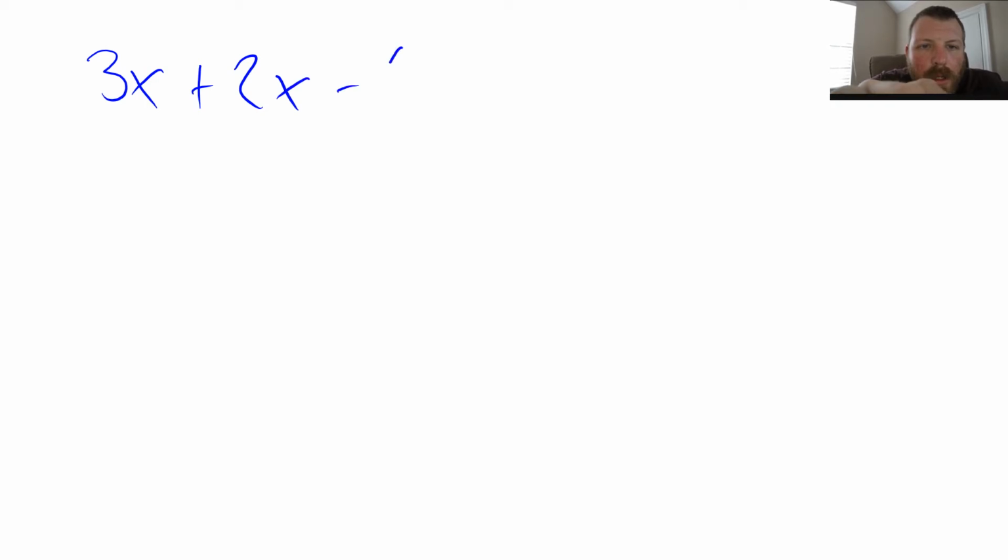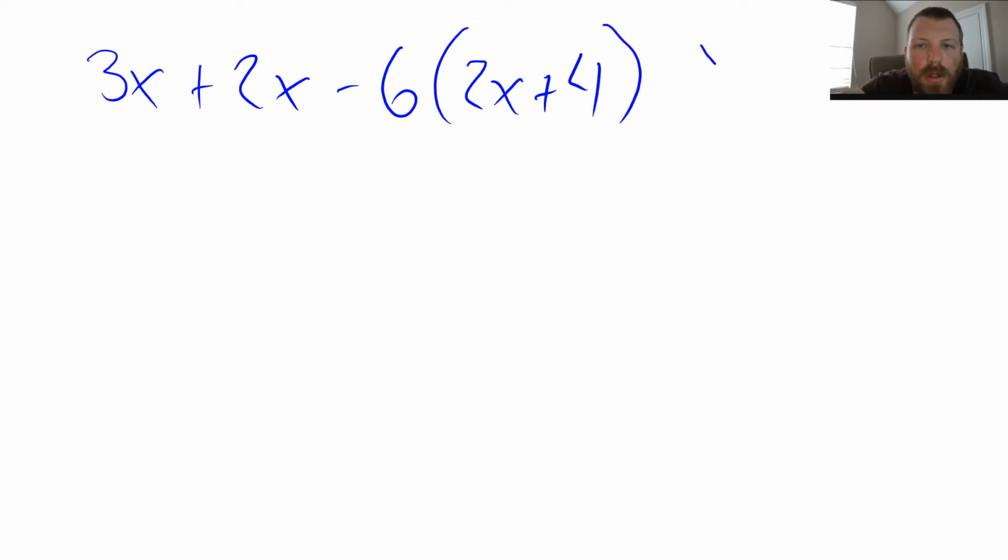So let's try solving some multi-step inequalities with variables just on one side. So if I put something like 3x + 2x - 6(2x + 4) is greater than or equal to 7. Okay, well, we have to draw our line, right? And then we have to look at what we have to do, starting with the left.